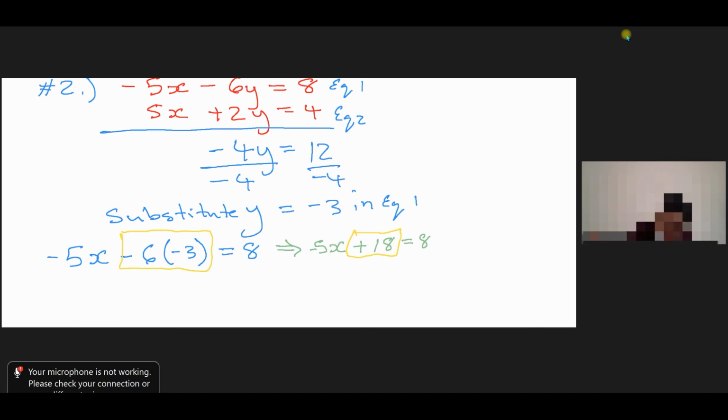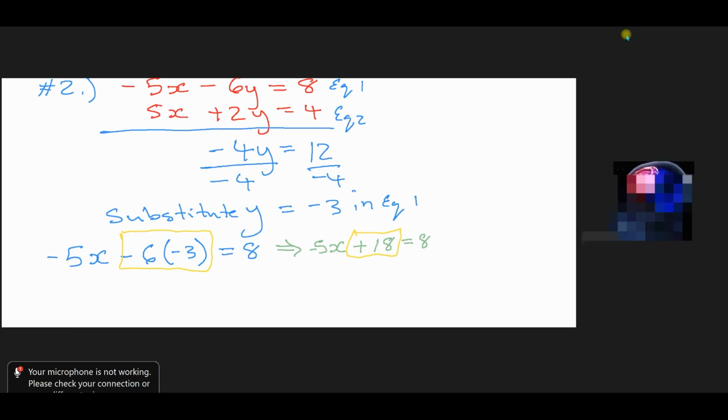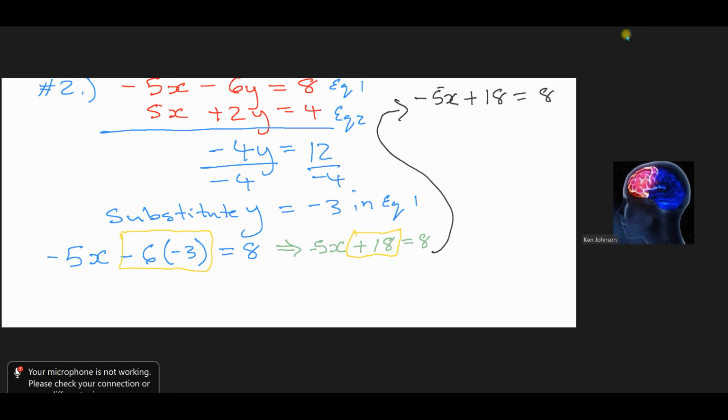All right, cool. So I'm going to come up here and continue working on this problem. So I'm going to rewrite -5x plus 18 is equal to 8. All right, so now I'm going to subtract 18 from both sides. I'm going to draw my line. I'm going to bring down my -5x. Those are cancelled. And then we'll have -10. Use your calculator. Then we'll divide both sides by -5. Divide by -5. And we'll get x is equal to 2.